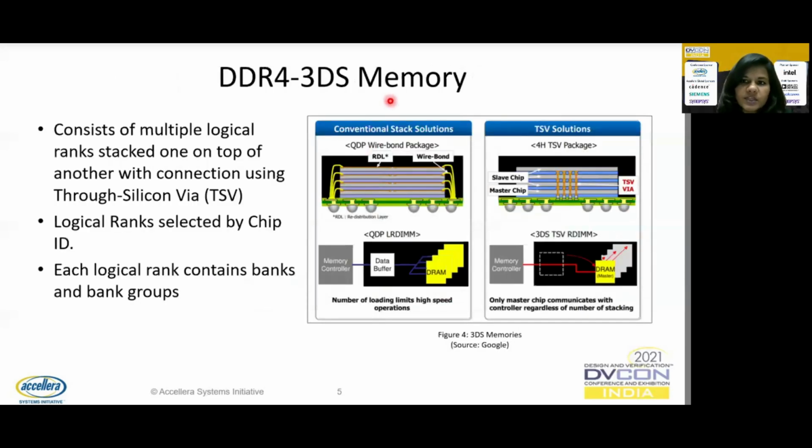Now we will look briefly into the DDR4-3DS memory, which we use for verifying DDR5. DDR4-3DS stands for double data rate 4th generation 3-dimensional stacked memory. A conventional stacked solution like DDR4 consists of a redistribution layer which redistributes the signal to different dies using bonding wire, thus providing high loading. In contrast to this, the TSV solution like DDR4-3DS offers an etching technique which it uses to connect the master die, which is the bottommost die, to the other slave dies.